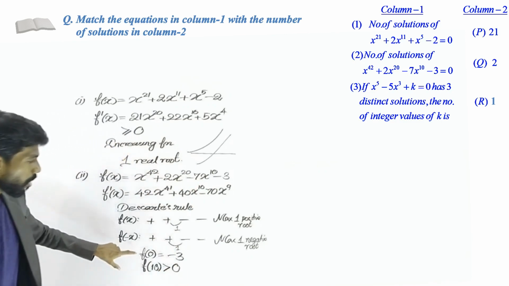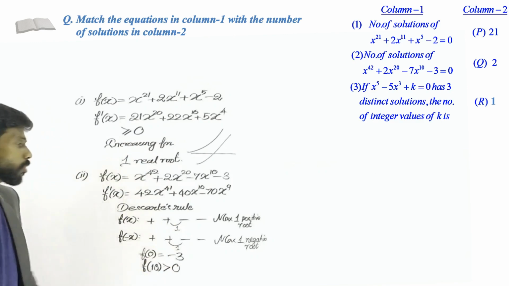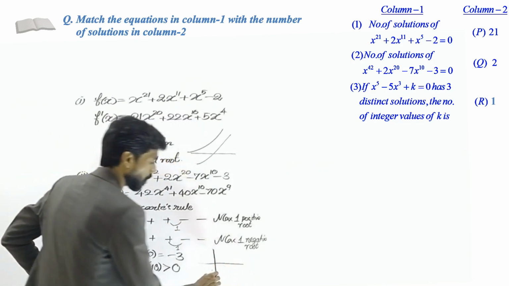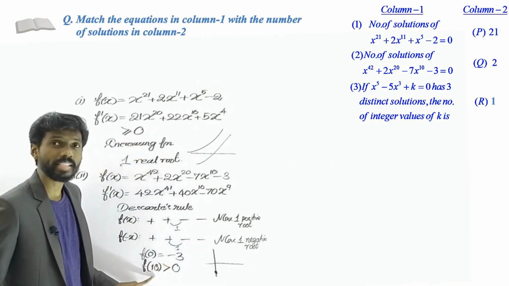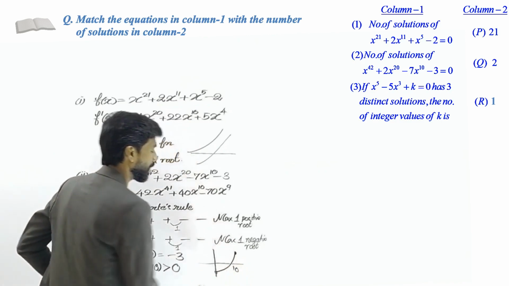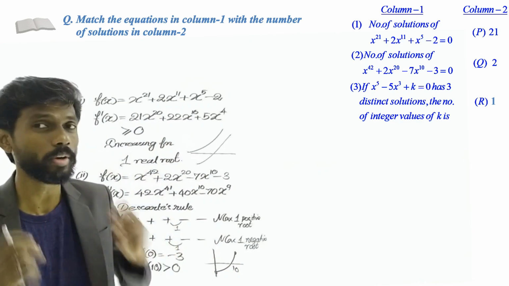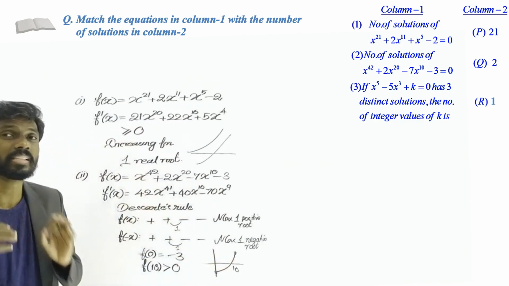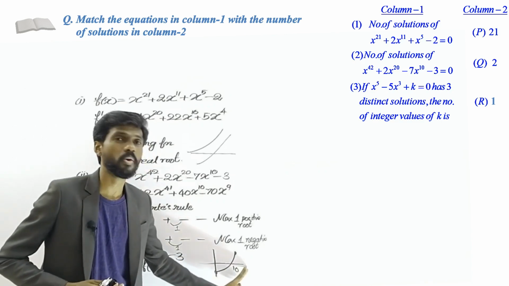Positive. So f of 0 is negative, and f of 10 is positive. So that means the graph will be something like this. At 0 it is negative, and at 10 it is a positive value, which means the curve will definitely intersect the x-axis at some point between 0 and 10. We don't know exactly what point, but definitely there will be an intersection, because it is a polynomial expression, it is a continuous function. So definitely there will be a root between 0 and 10.